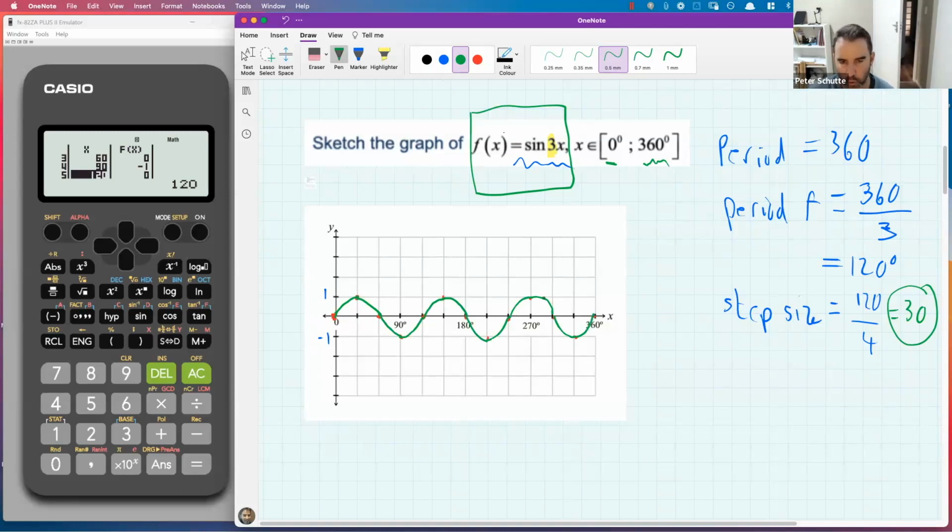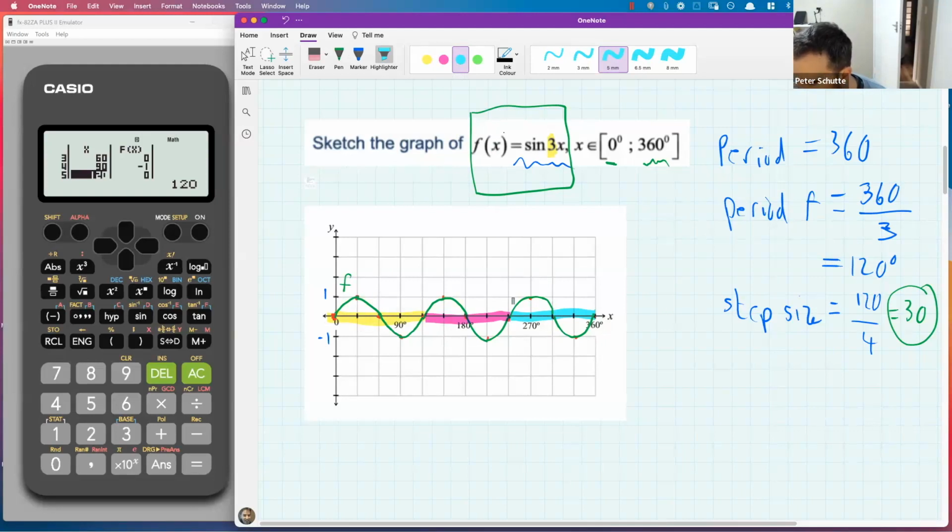Now, I haven't labeled all these points. Just because of time, I'm not going to do so, but it's not too hard. And that's all a period change is. Instead of a whole cycle of the sine wave fitting in 360, it now fits in 120 degrees. So you can see there's the first cycle, there's the second cycle, and there is the third cycle. Give me a thumbs up if that makes sense to you.